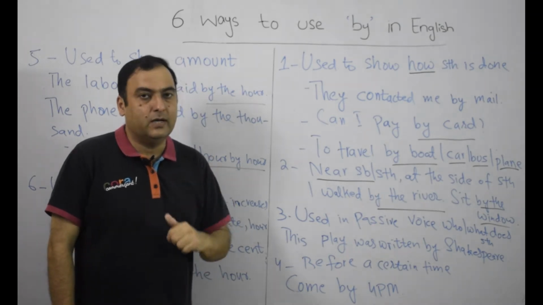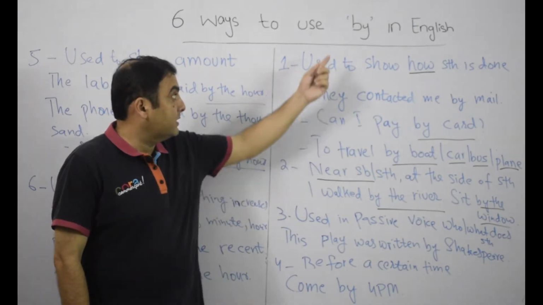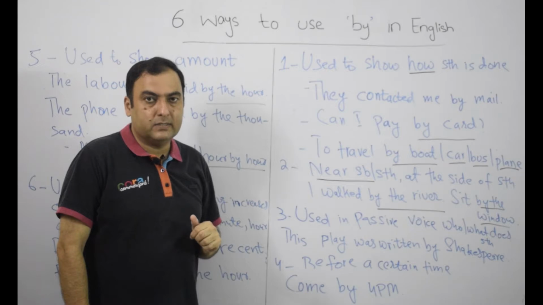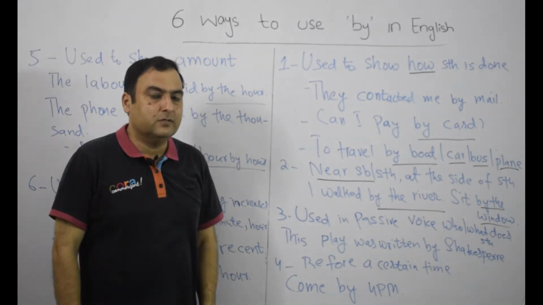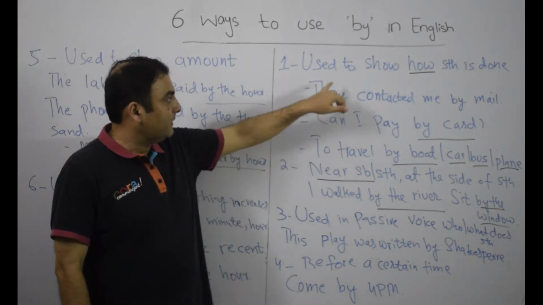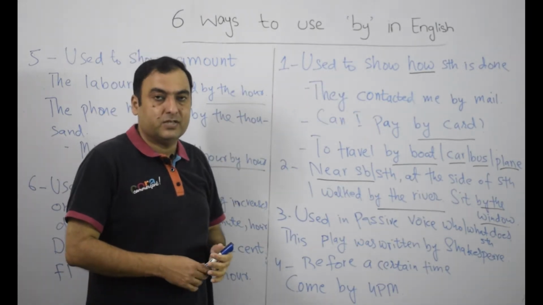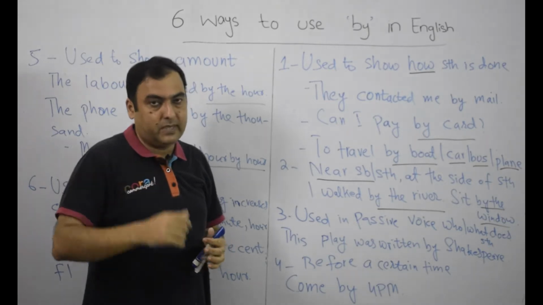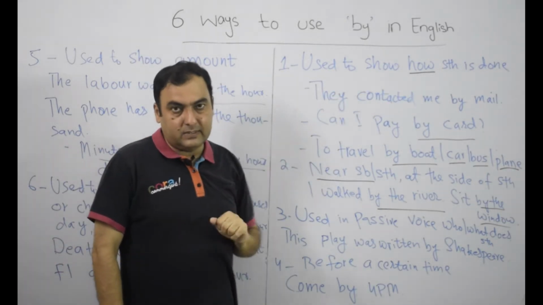Today we do a preposition video and we discuss the preposition by. So we're going to discuss six different uses of the preposition by. So let's get started. The first use of this preposition is to show how something is done. By is used to show how something is done.